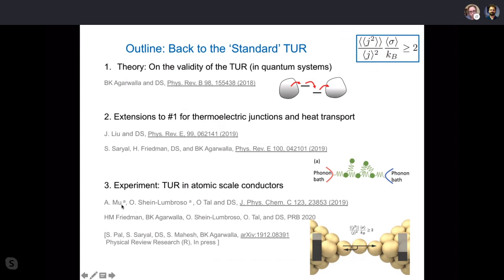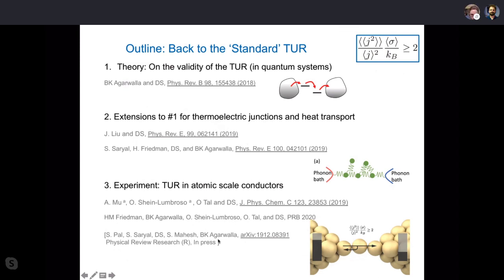As you can see, the first one is a project with Anki. It's actually about the anomalous shot noise. Indeed, in order to explain what we did regarding the TUR in atomic scale conductors, I will first have to tell you about anomalous shot noise, and then I will describe this project.